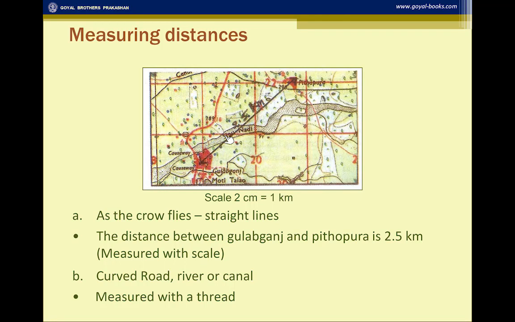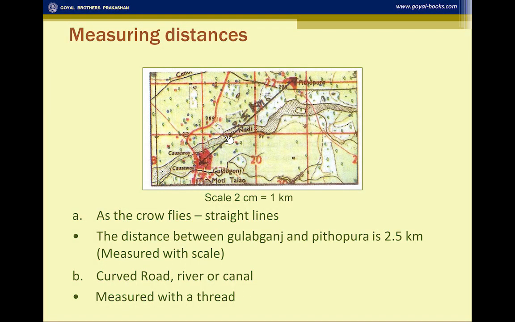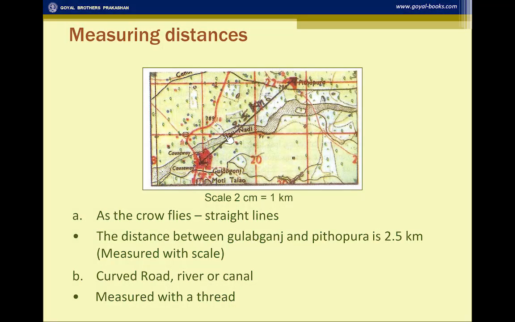Now we come to the curved road, river or canal. Can you see here? There is a curved road, a metal road, a canal is here, this one, and a river is there which is not a straight line, which is curved. Now for that you are given a 20 meters thread in the examination. You will first measure it with this thread. I will just explain to you.